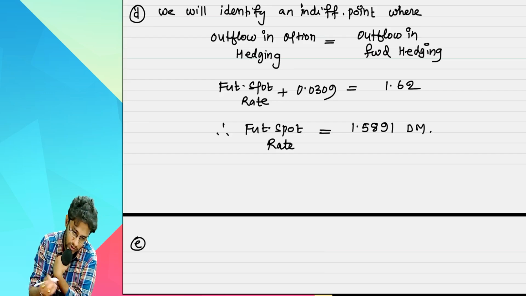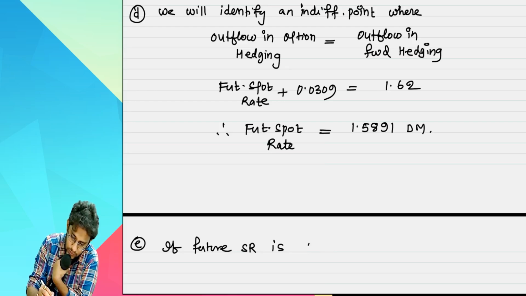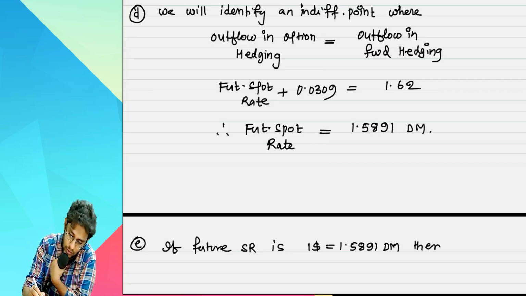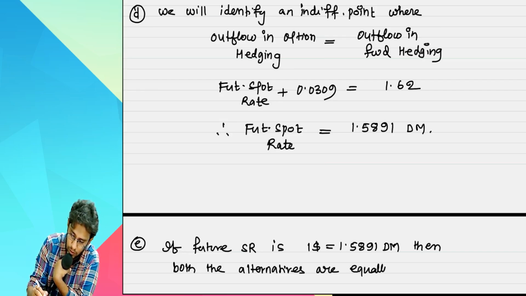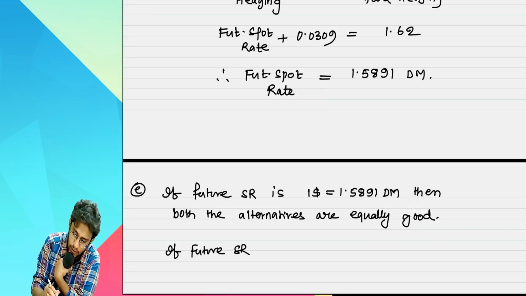Over, sir. Conclusion, last point. If the future spot rate is $1 equal to 1.5891 dm, then both the alternatives are equally good. Now the future spot rate point, you understood.